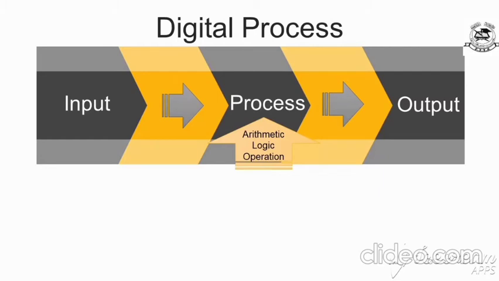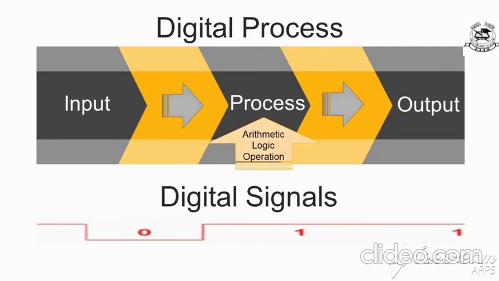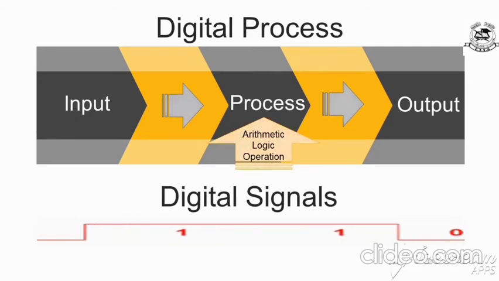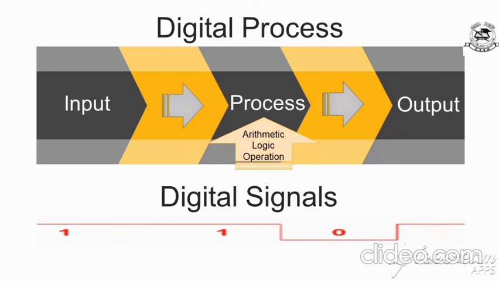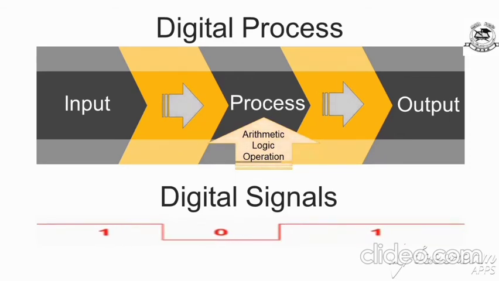Let's have a look at the digital process. Input, arithmetic operations, and then output. Digital signals are like these strings of 1 and zeros.